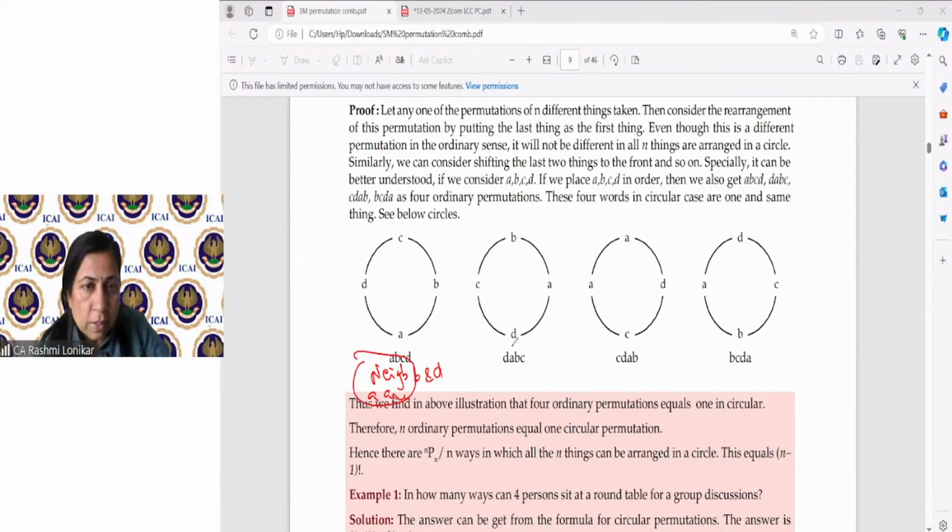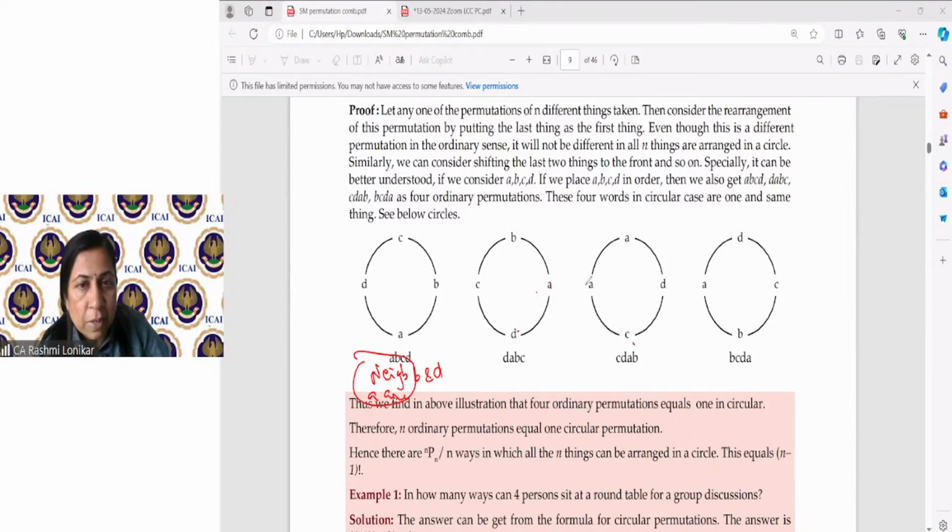Now what happens in this arrangement? The neighbors of A are B and D, sorry, B and D. Here also the neighbors are B and D. Here also, this is by mistake. Here what is happening? It is B and D.